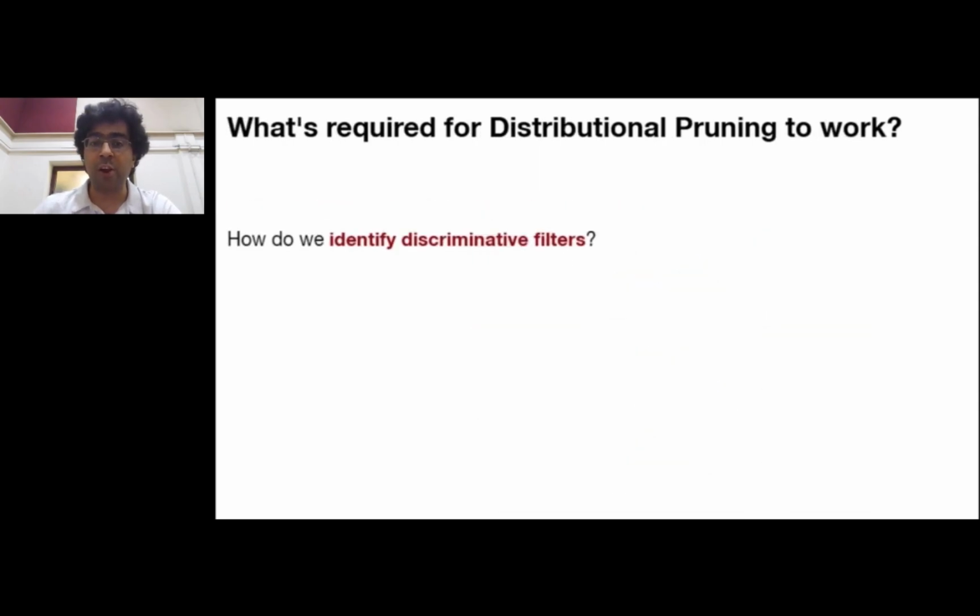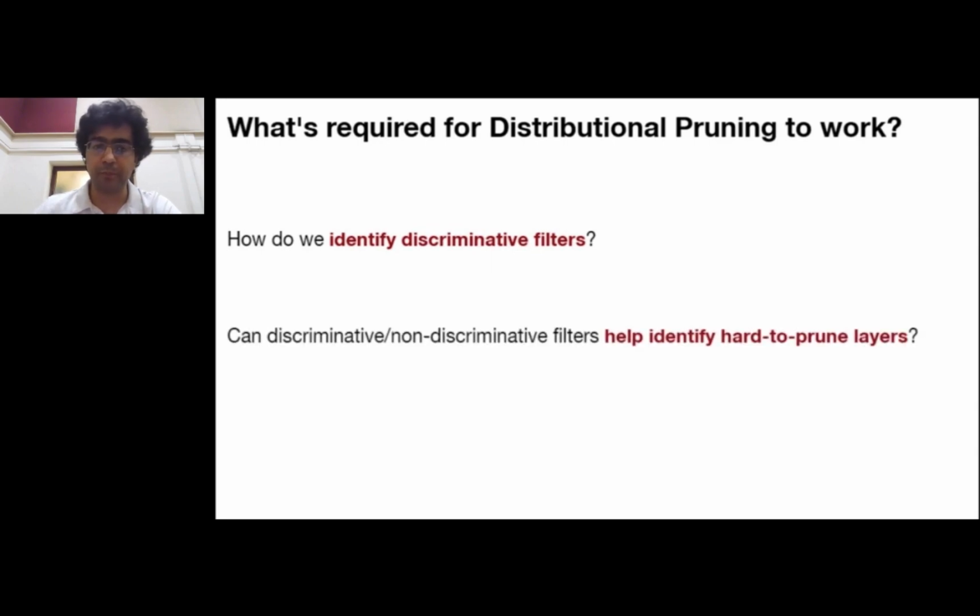So what's actually required to realize a distributional pruning algorithm in practice? And this includes our namesake TVSPrune algorithm. First, how do we identify discriminative filters? Second, it is well known that in any given model, some layers are harder to prune than others, and identifying hard to prune layers is an open problem. So can we use discriminative and non-discriminative filters to help identify these hard to prune layers? And last, how well does our distributional pruning algorithm, TVSPrune, perform in practice?